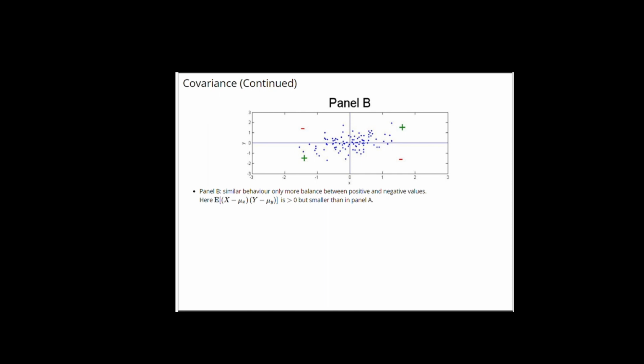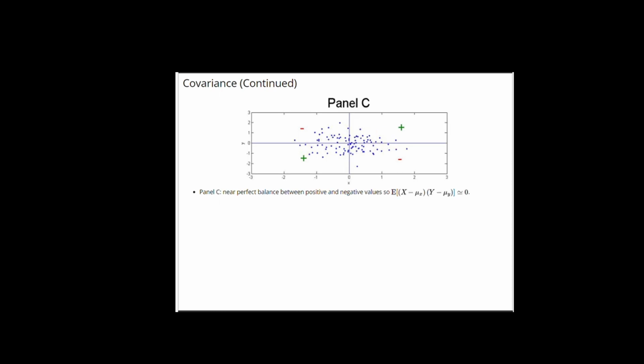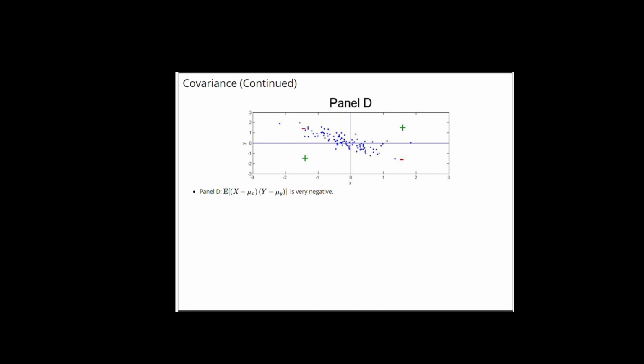In panel B, we see similar behavior, but there's a little more balance between the positive and negative values. The expected value of the product, X minus mu x times Y minus mu y, the covariance, is still positive, but probably significantly smaller than it was in panel A. In panel C, we see approximately the same number of points in each of the quadrants and similar magnitudes, and so in this case, the expected value of the product, the covariance, is very likely close to zero. In panel D, finally, the negative quadrants predominate. The covariance should be negative, and very negative, in absolute value similar to the magnitude in panel A.